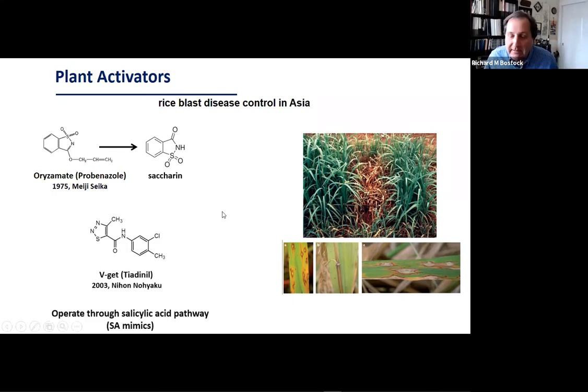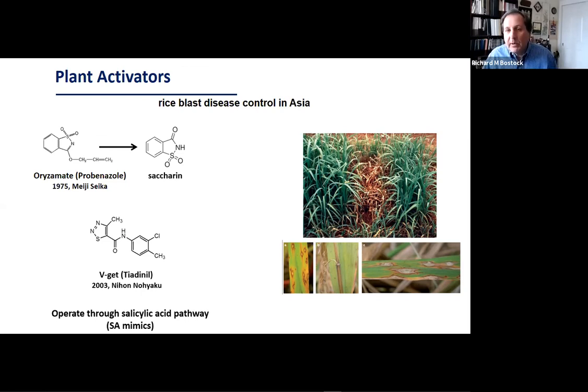Tiadinil is a more recently developed product that we worked with a few years back and published a paper on. These compounds are used big time. Again, this is conventional, synthetic chemistry that we're dealing with. But both of these operate through the salicylic acid pathway. We sometimes call them salicylic acid mimics.